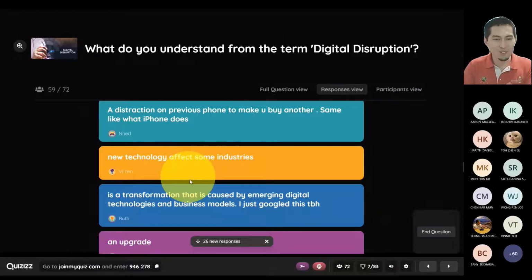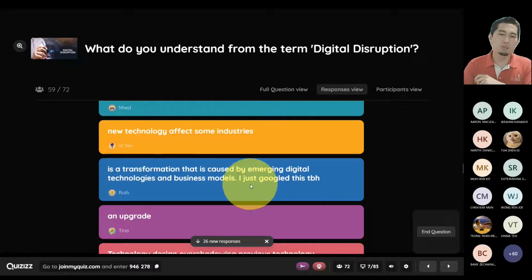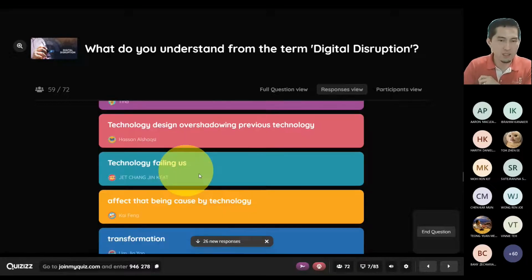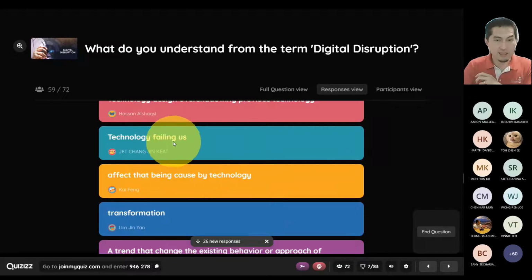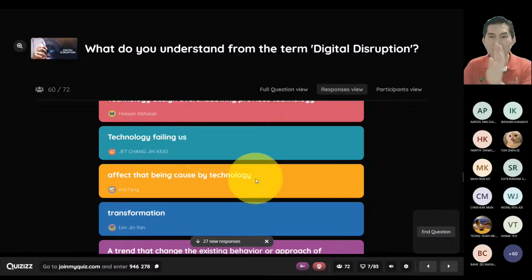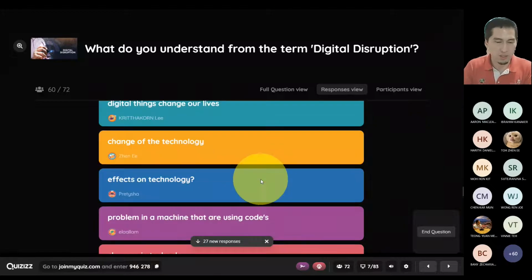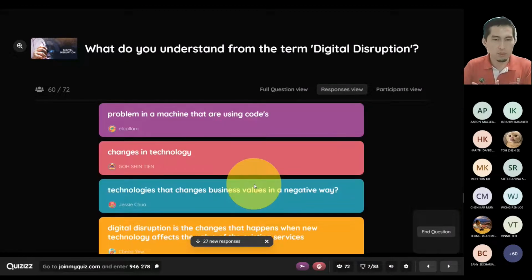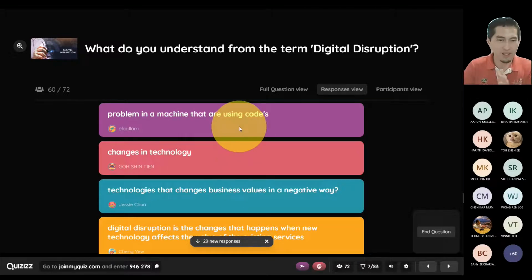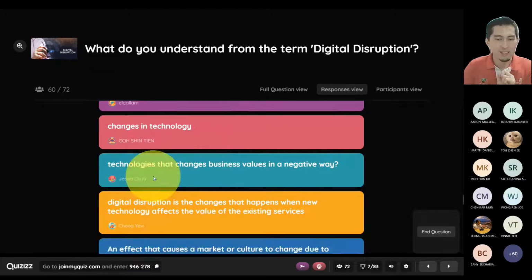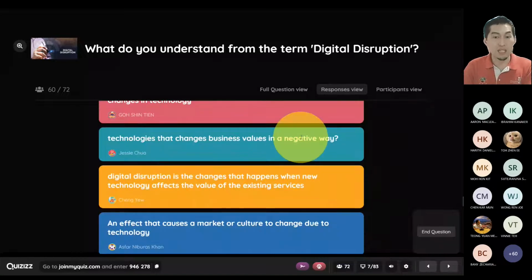A distraction on previous phone, new technology. Was this transformation that is caused by emerging digital technologies? Awesome. Failing us, quite the opposite, Jet. After this, the next few slides, you will understand what I mean. A trend that changed digital things that change our lives. Good. Problem in the machine that are using codes. Nope, LLM is totally not about that. It's something else.